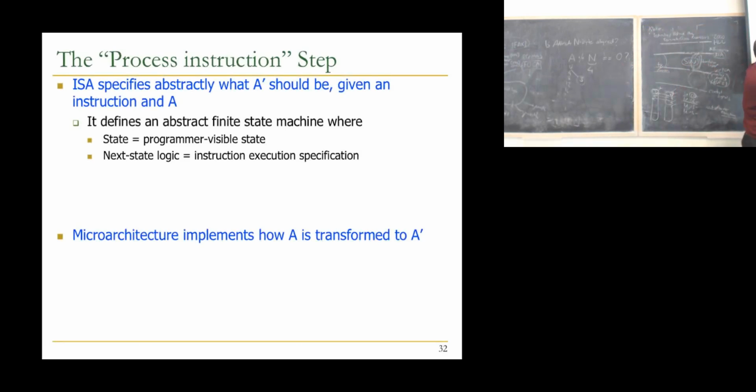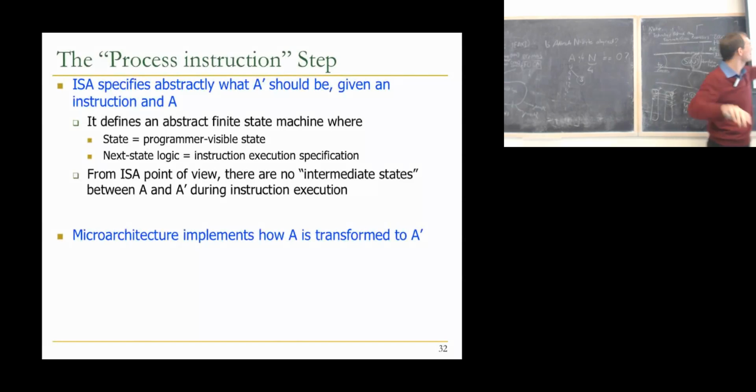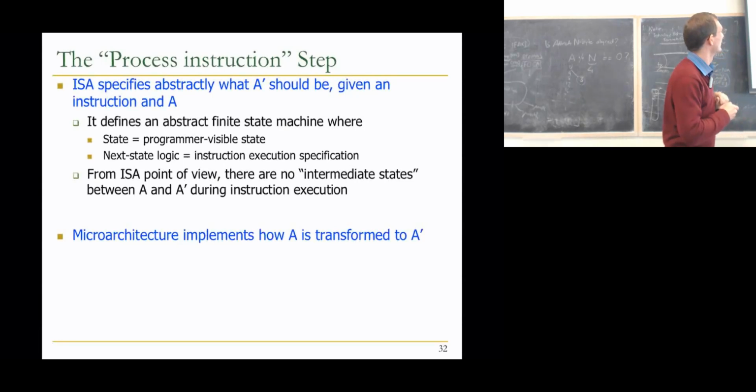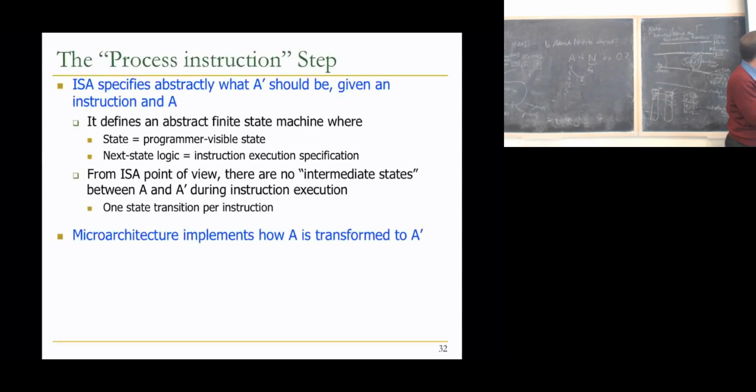And from the ISA point of view, there are no intermediate states between A and A prime during the instruction execution. Right? No intermediate states. That's the programmer's point of view. One state transition per instruction. But microarchitecture could be totally different. It implements how A is transformed to A prime. And there are many choices in this implementation.